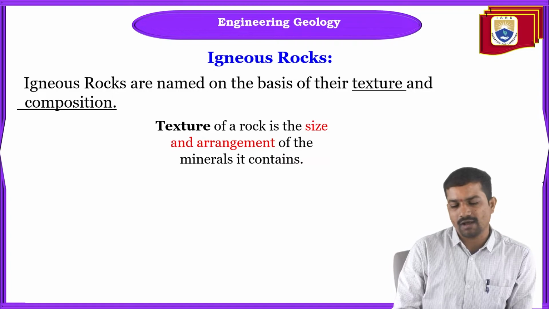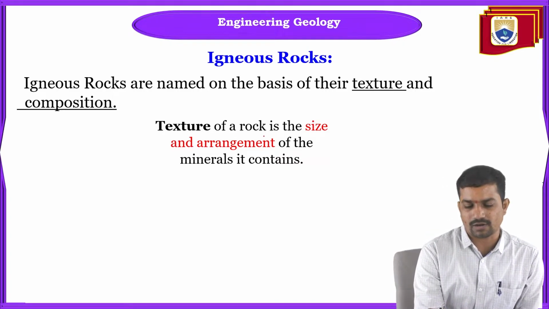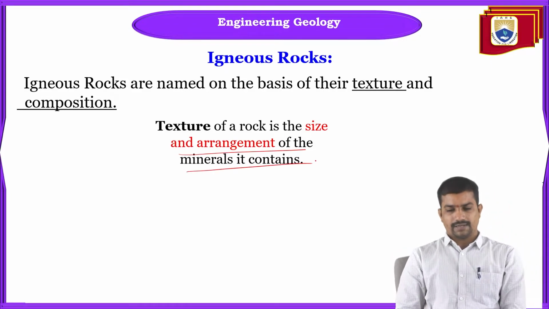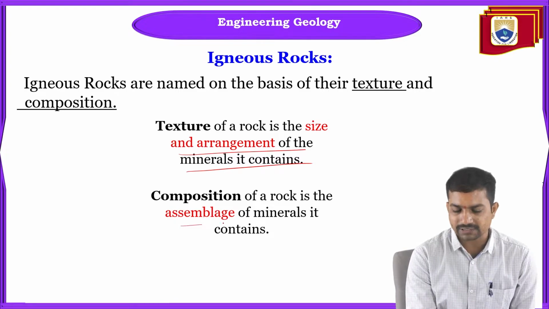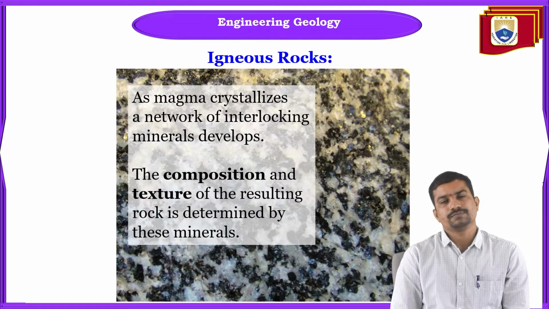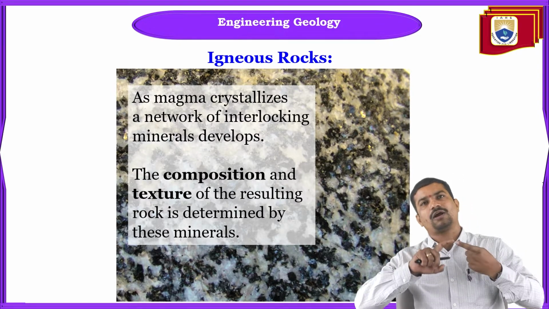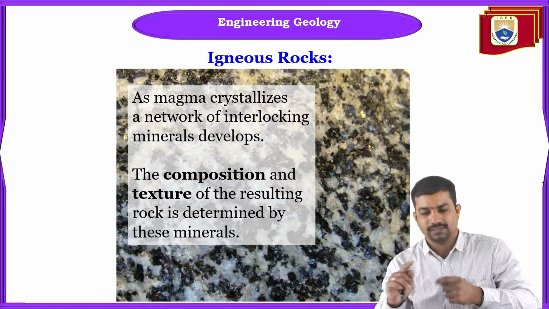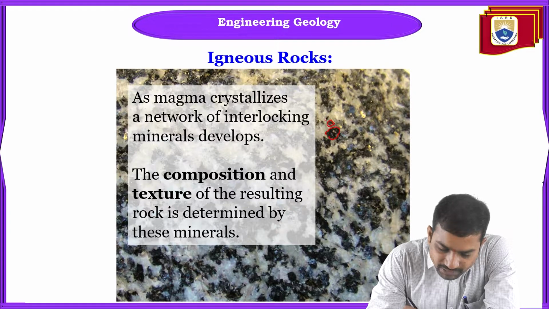Texture of a rock is the size and arrangement of minerals that it contains. Composition of a rock is the assemblage of minerals. As magma crystallizes, a network of interlocking minerals develops. We can see there are different minerals. Can we assume that these are different types of minerals that are available?